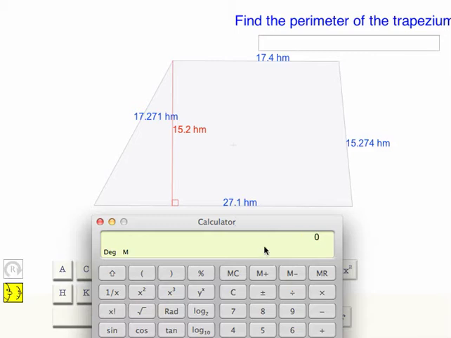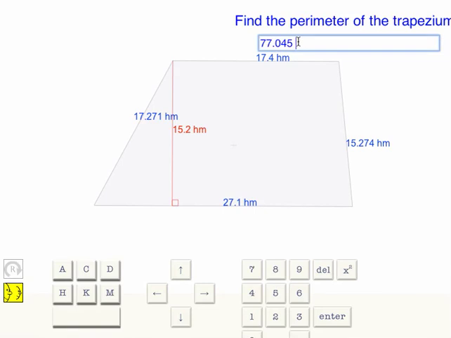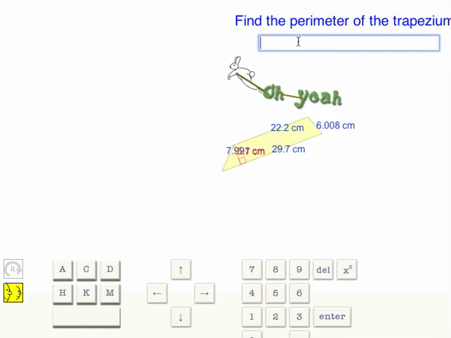Okay, so 27.1 plus 15.274 plus 17.4 plus 17.271. Okay, and there we go. Altogether, that gives us 77.045 hectometers. All right, and that's it for the perimeter examples.